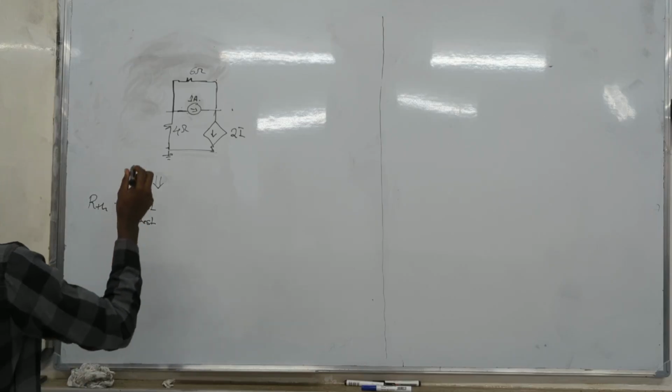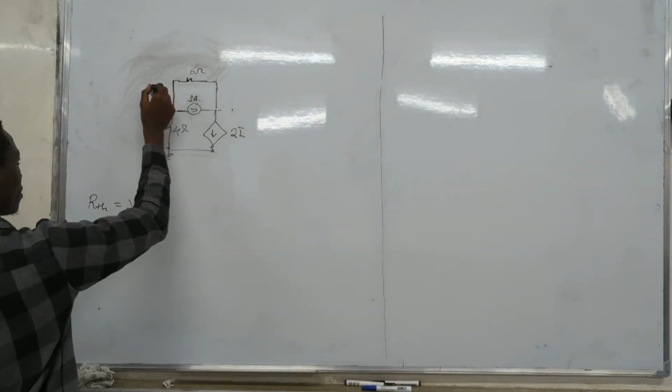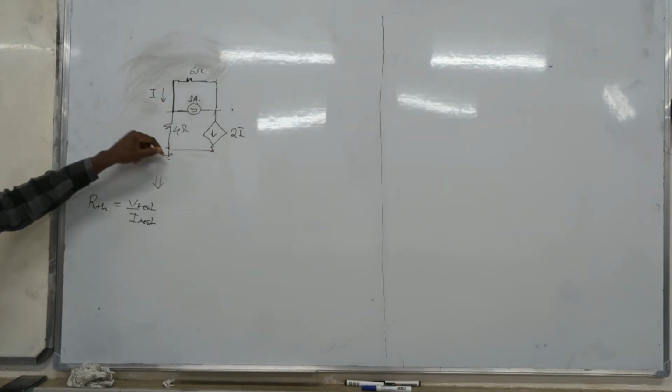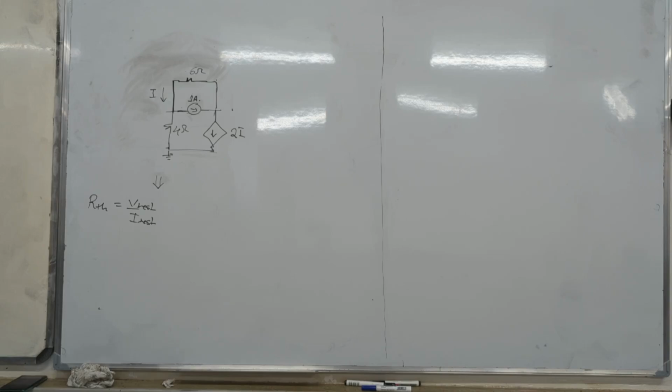And do you agree that this is I? It's labeled in the question. Current which is flowing here. So I is entering, 2I is entering, and 1 amp is coming out. Can we calculate I? That's the easiest method.